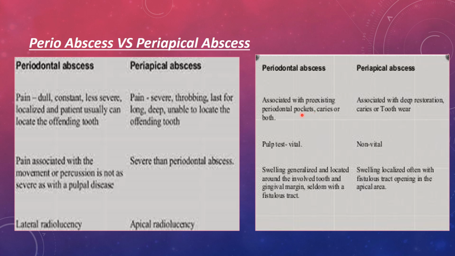It is not associated with caries. It is more with periodontitis, so periodontal pockets. And periapical abscess is associated only with deep restoration, caries or tooth wear. In periodontal abscess, the pulp test will be vital. In periapical abscess, non-vital. In periodontal abscess, the swelling is generalized or localized around the involved tooth and gingival margin, seldom with a fistular tract, whereas in periapical abscess the swelling is localized, often with a fistular tract opening in the apical area.